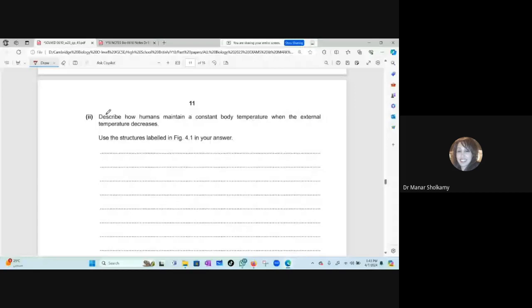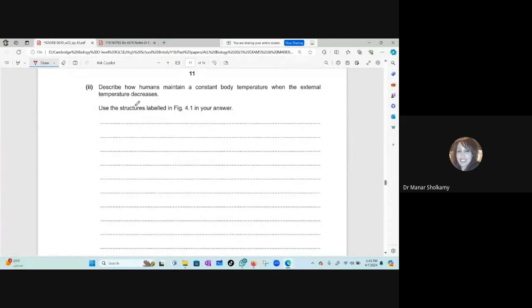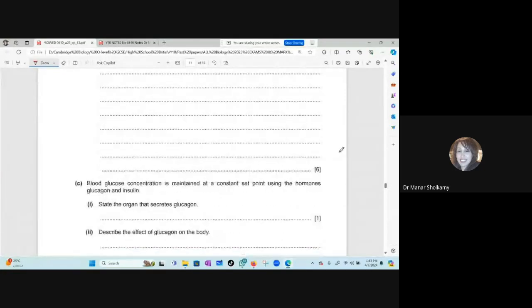Okay, we wrote it. Now describe how humans maintain a constant body temperature when the external temperature decreases. Use the structures labeled in figure 4.1 in your answer. How many marks? 6.